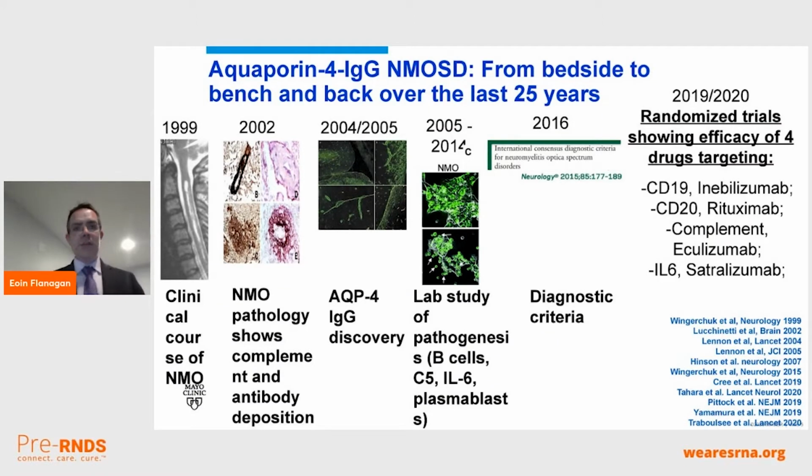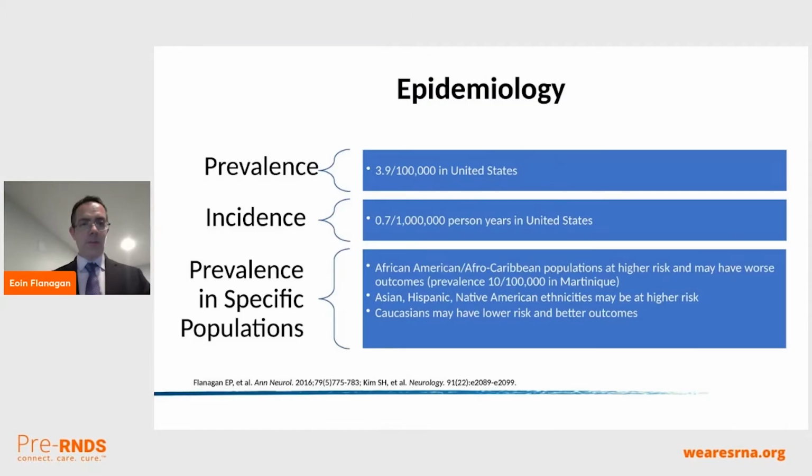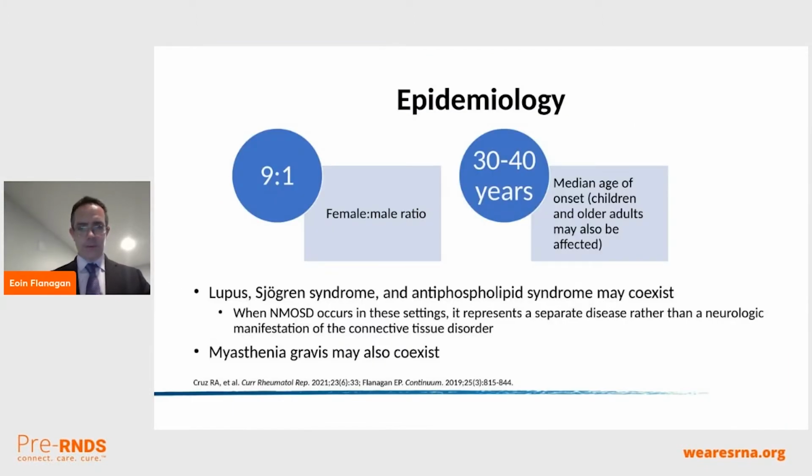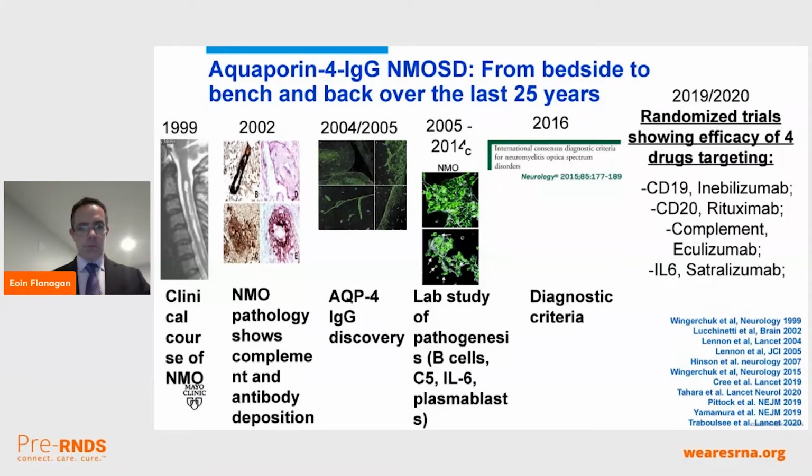I think there's an interesting journey that we can talk about with the aquaporin 4 antibody positive NMOSD that has happened over the last 25 years or so. That began, as we can see on the left of the slide, with the recognition in 1999 that the clinical course of neuromyelitis optica was different than MS. This was a study by Dr. Wingerchuk and colleagues at the Mayo Clinic, and they highlighted particularly the longitudinally extensive lesion that we see with neuromyelitis optica spectrum disorder.